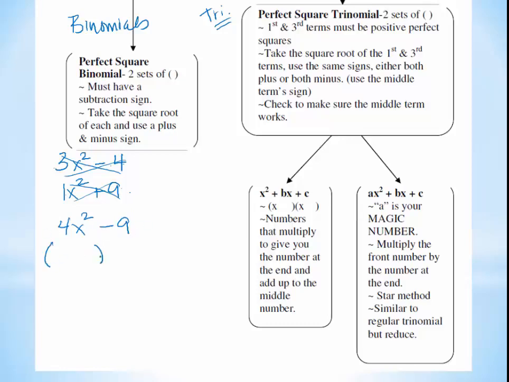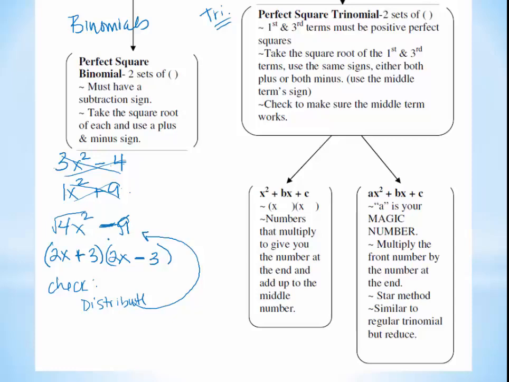So you're going to end up with 2 sets of parentheses. And what you're going to do is you're going to take the square root of this, which will give us 2x. And since it's at the beginning of the problem, you're going to have the identical things in the beginning. This minus sign is going to turn into a plus and a minus. And then what's the square root of 9? There you go. And now you can always check and see if you're right by distributing back out. If you distribute those back out, you'll end up with this. But this is what we call the factored answer.